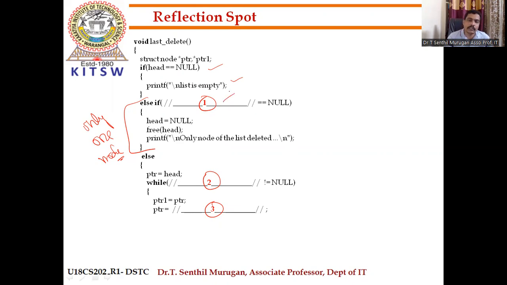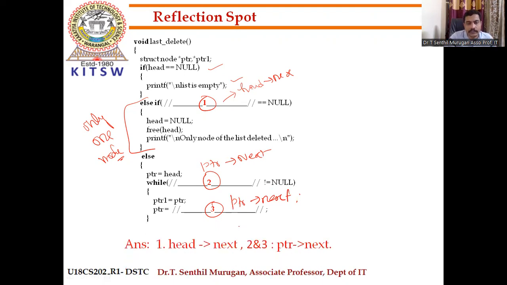Okay, our time is over. We'll discuss now. This is head to next, because head is pointing to the first node. So if that next node is equal to null, we will change head equal to null, since only one node we are removing. Here PTR equal to head we are checking. So now PTR next not equal to null, up to that point we have to check. Here also PTR equal to PTR to next, because we have to move to the next location up to the null location. So these are the conditions we have tried.